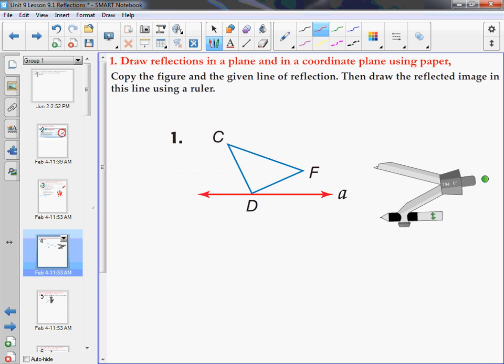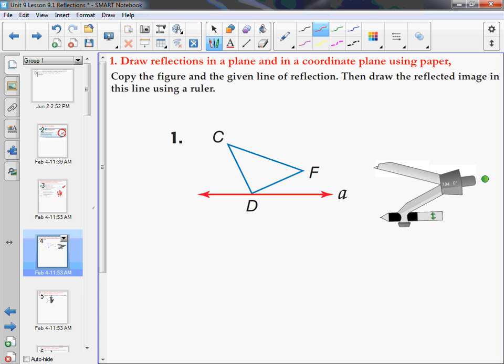Let's do it. Number one, from page 619. So, copy the figure and the given line of reflection. So, using your straight edge, just like with constructions, nothing is free-handed. How much is free-handed? Nothing. Use your straight edge to make a triangle that looks about like that one does. Make sure you put point D on the line of reflection. Go ahead and make your line of reflection horizontal like this one is. So your triangle is not going to look exactly like this one, but make it look kind of sort of like it.